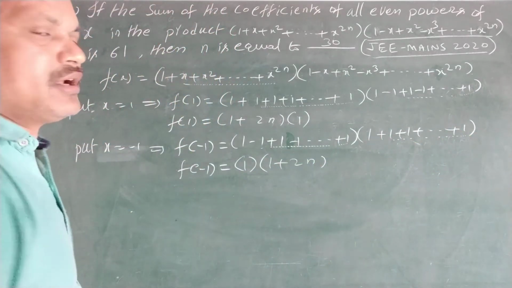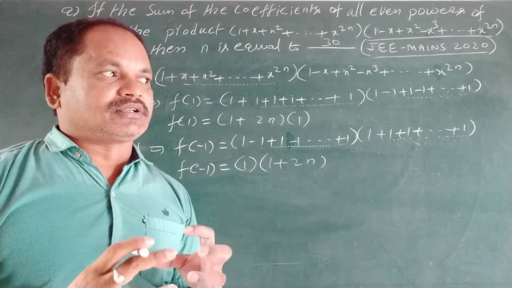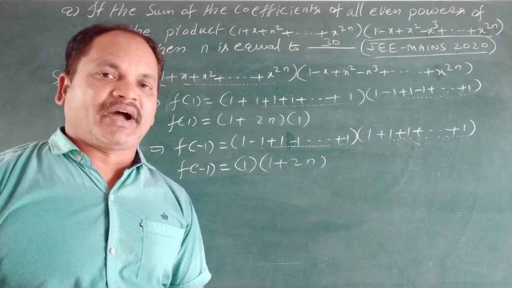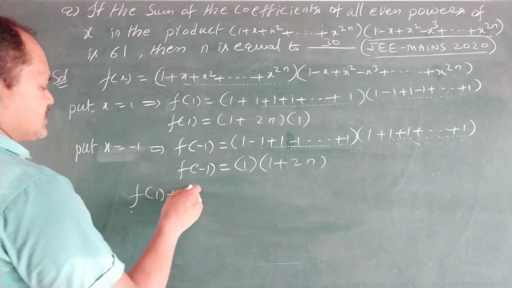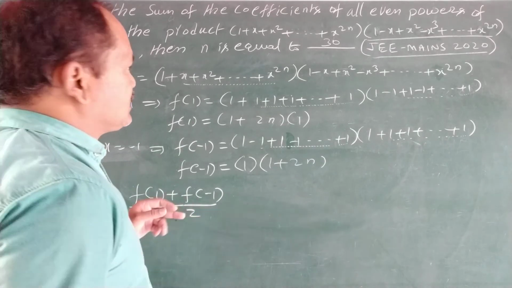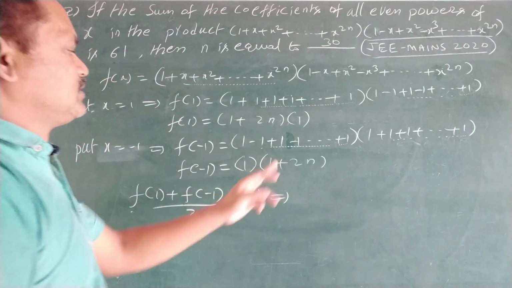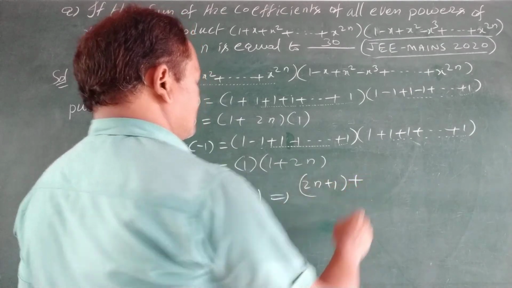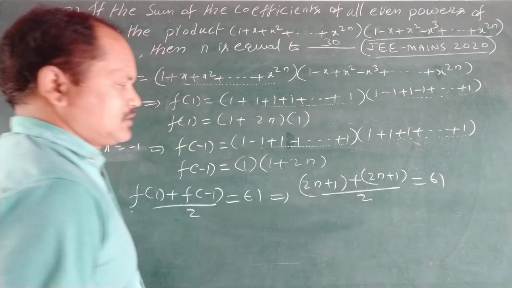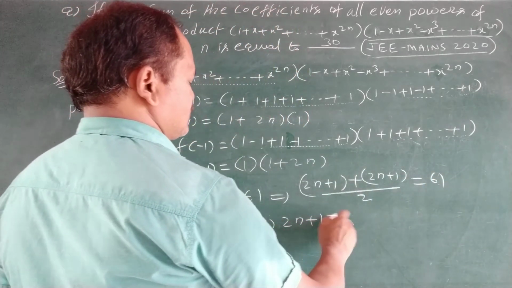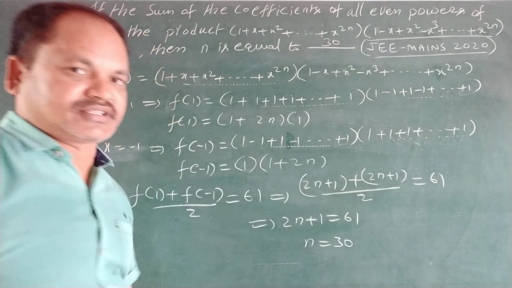That's all. Now we know the formula for the sum of the even-power binomial coefficients: the sum of coefficients of even powers is [f(1) + f(−1)]/2. This is 61, given. What is f(1)? That is 2n + 1, and f(−1) is 2n + 1, so (2n + 1 + 2n + 1)/2 is equal to 61. From this, 2n + 1 is equal to 61. Now n is equal to 30. That's all. The required result is 30.